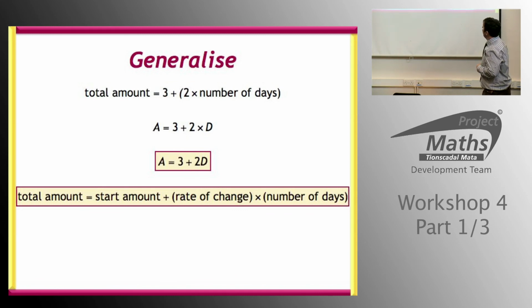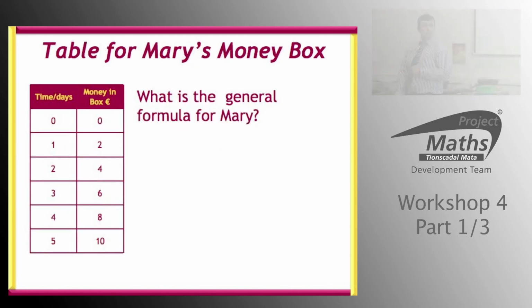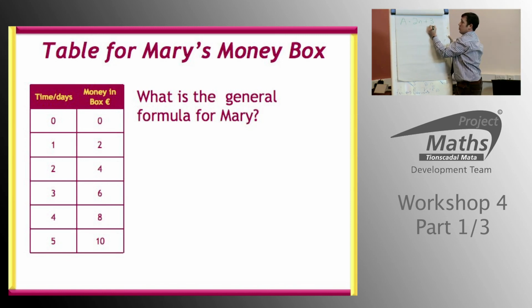Okay. Now, what is the general formula for Mary then? It's just 2N. A equals 2N. Well, let's have a look. What do we call this? Let me go to the next slide because we're a bit squashed there. So what did we have? We had A equals 2N plus 3. So what was the 3? Your starting amount.